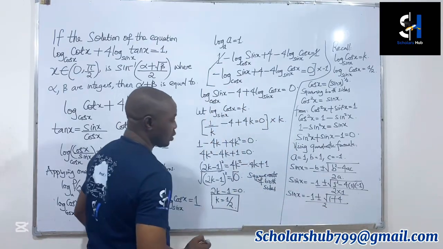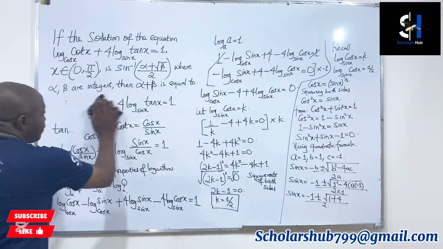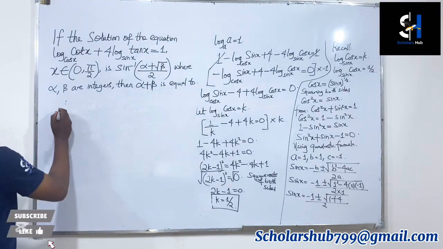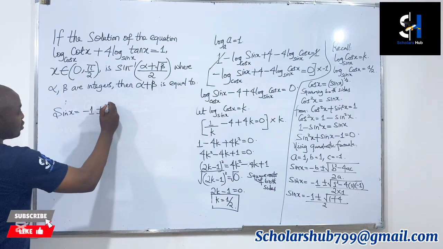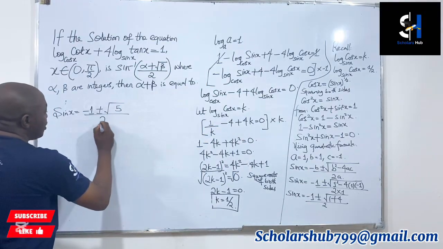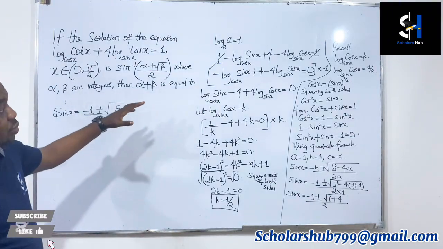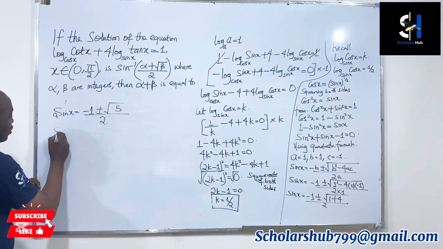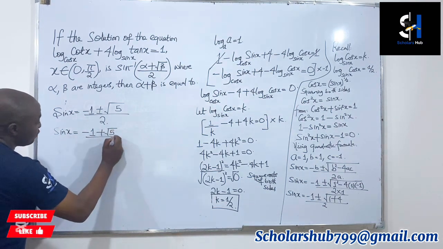All right, so now let me continue from here. We have sine x equals minus 1 plus or minus the square root of 1 plus 4, that's 5, divided by 2. Because the solution must be positive, we neglect the minus. So what we're going to have now is sine x equals minus 1 plus root 5 over 2.